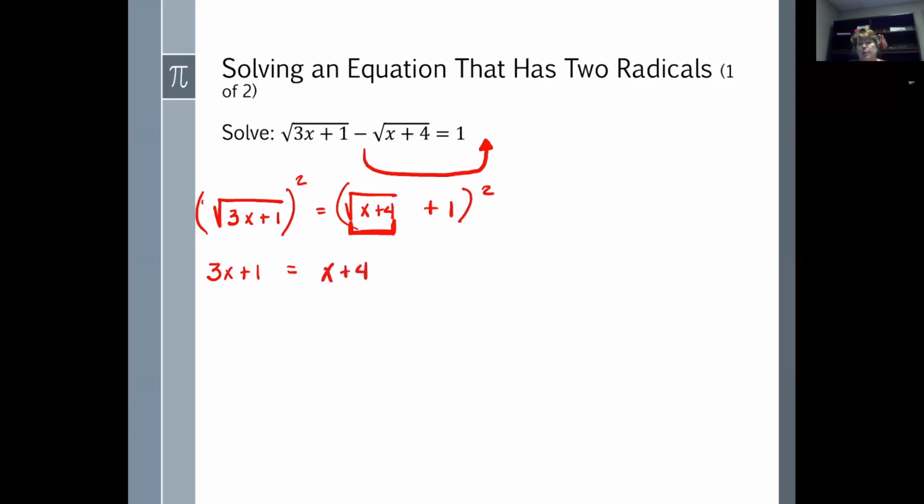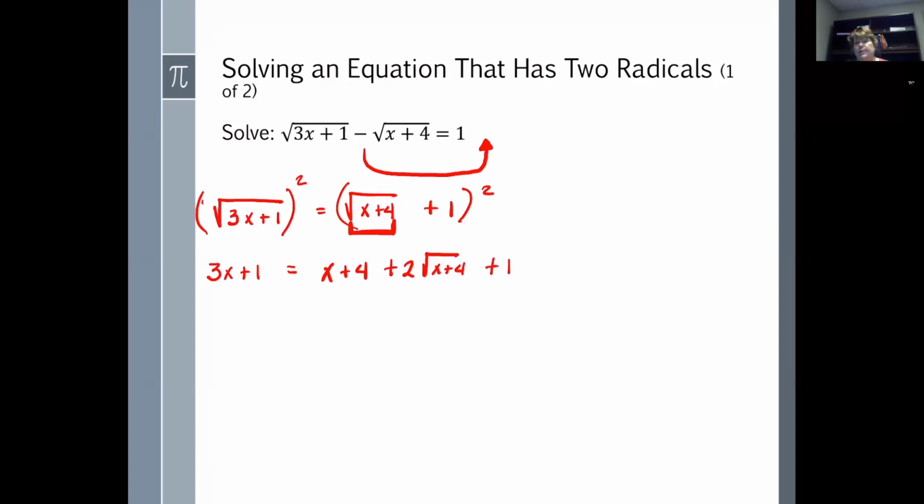Now I'm going to multiply the two terms together, and I'm going to double that. So I have the square root of x plus 4 times 1. Now I'm going to multiply that by 2. So what I get when I multiply those two terms together and then double it is 2 times the square root of x plus 4. Now I'm going to square the 1.